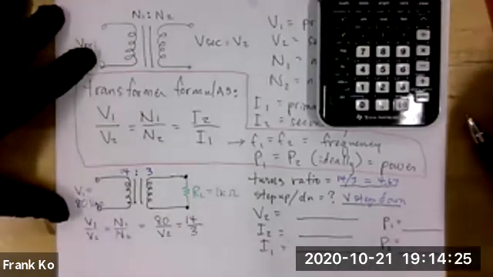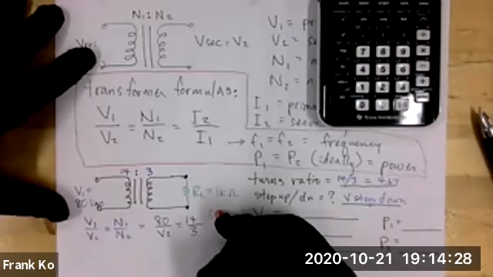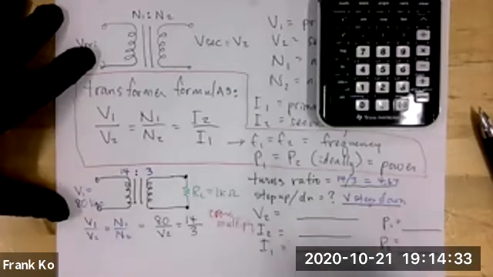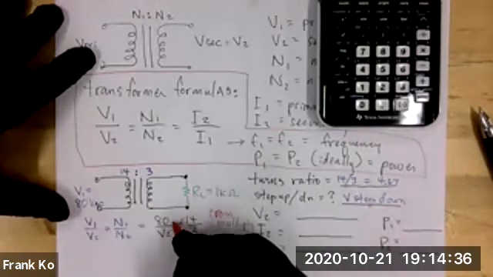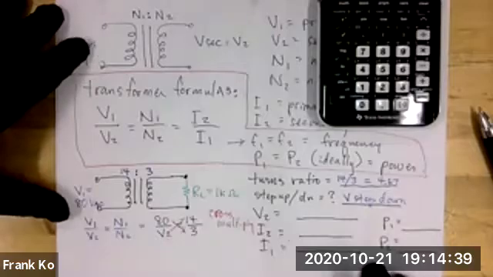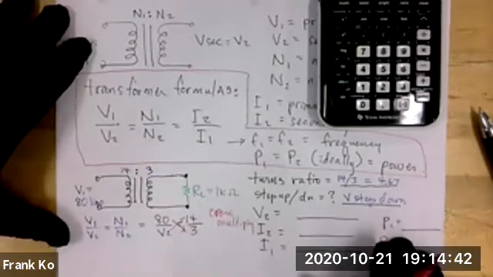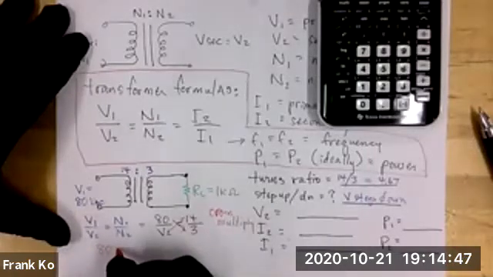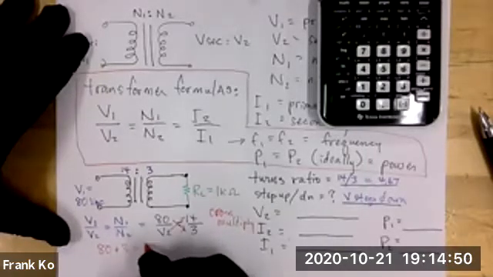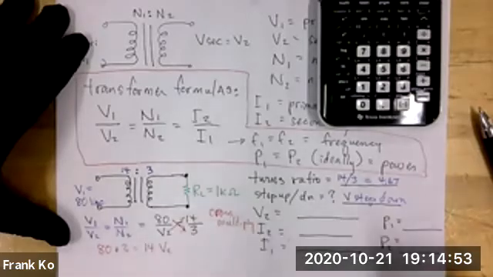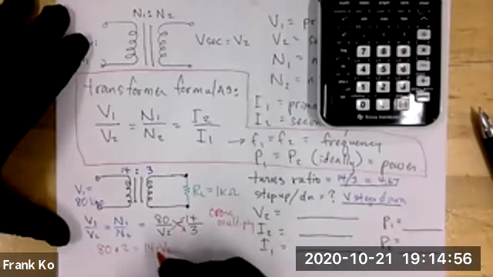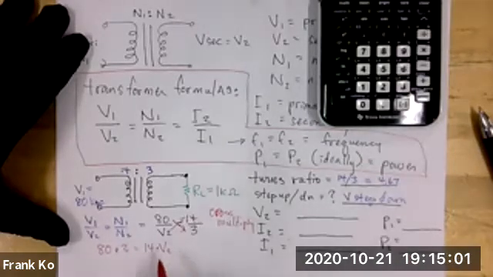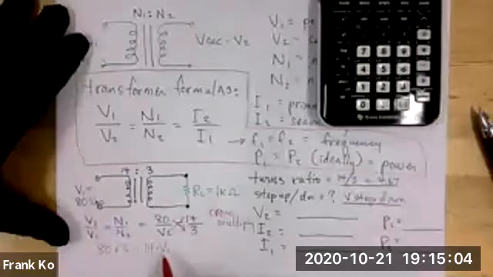The method is called what? Cross multiply. Cross multiply means I'm going to multiply this one and I'm going to multiply this one, yeah? So in the cross multiplication process, the result will be 80 times 3 is equal to 14 times V2, yes? There should be a multiplication, that's implied. Now, how do I isolate V2? How do I get V2 by itself?